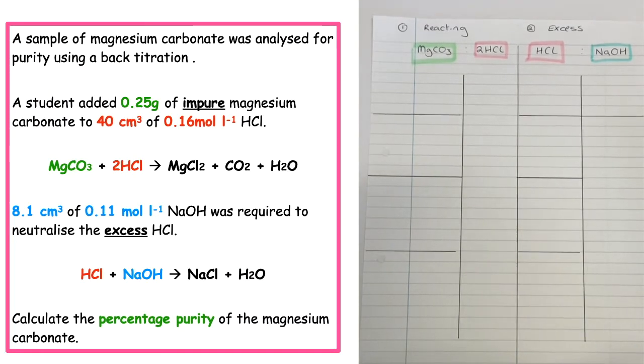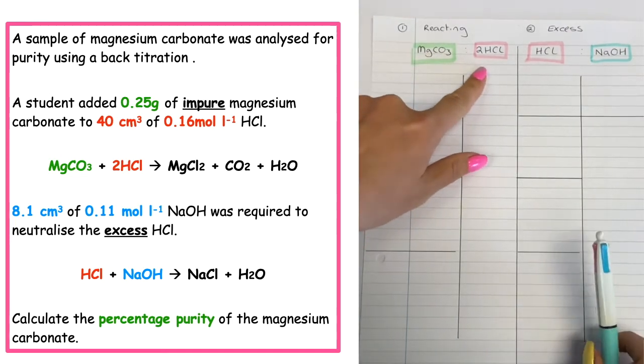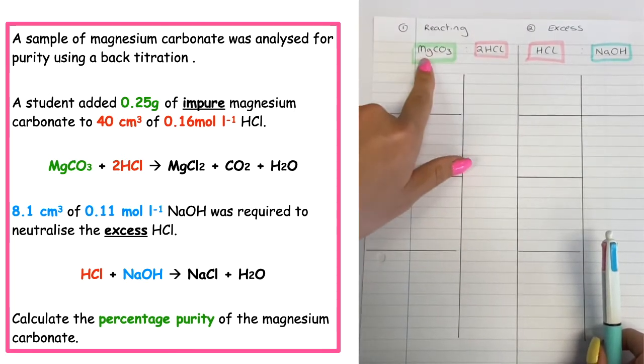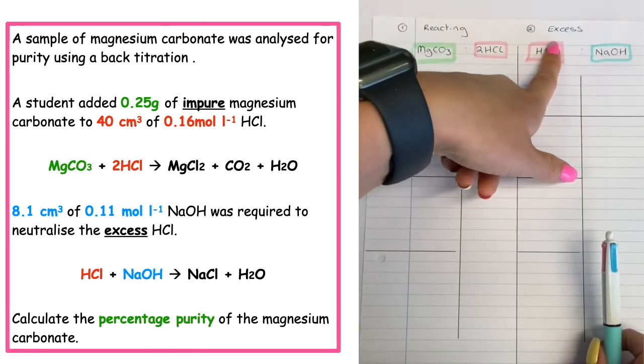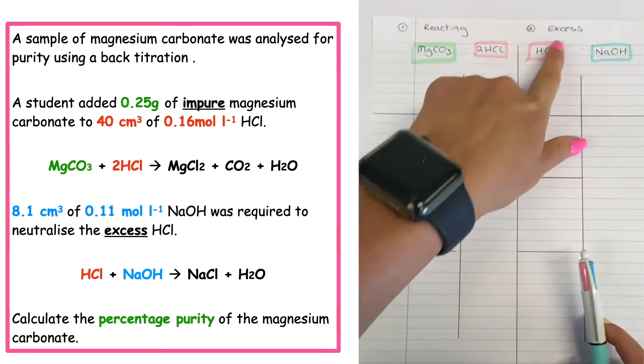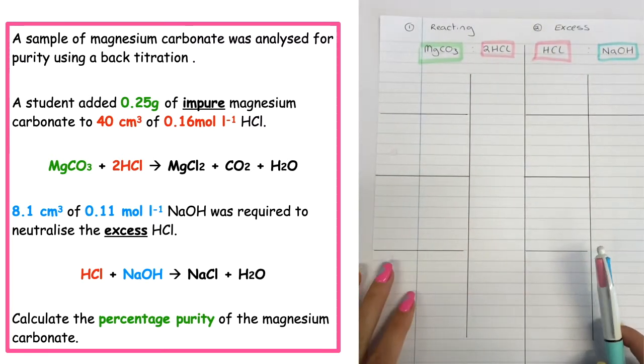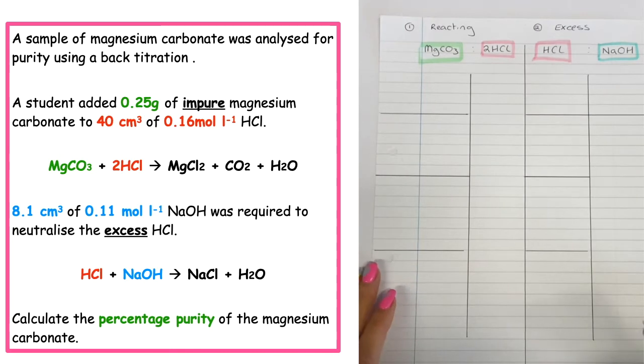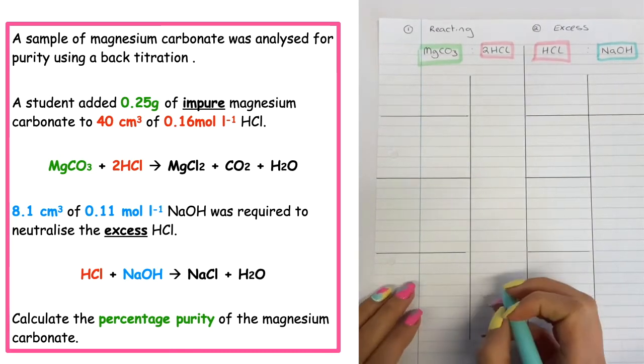This question again is a back titration. We can see that we've got 2 different balanced chemical equations given. And again, if we look at magnesium carbonate, we will see that it is insoluble, hence why it can't dissolve in water, and we have to react it with our acids. The first reaction is our reactant, and the second balanced equation that we've been given is our excess titration. So the question wants us to calculate the percentage purity of the magnesium carbonate.